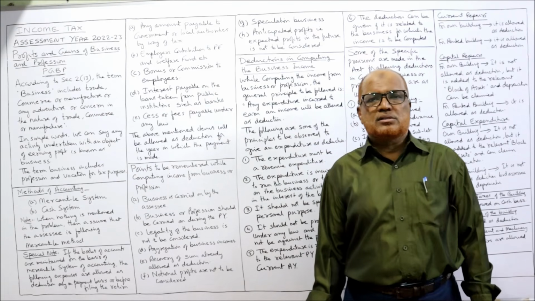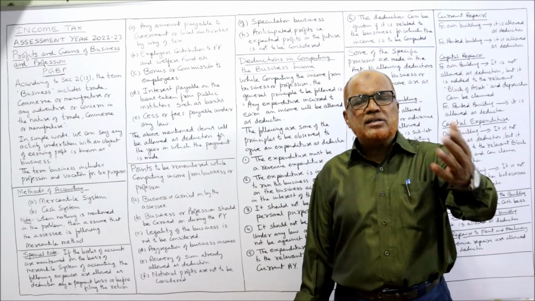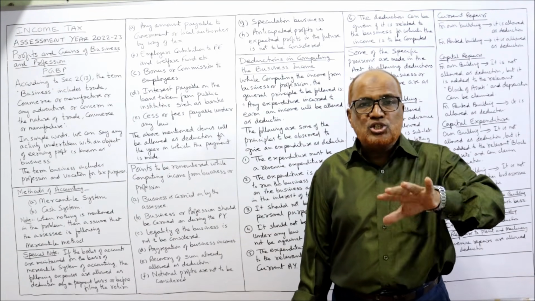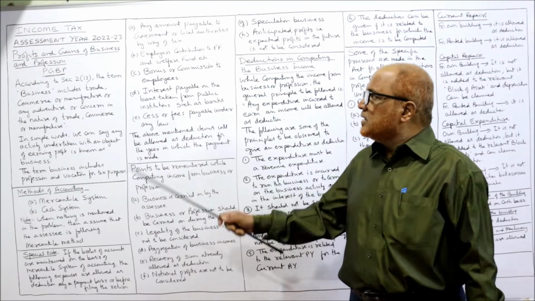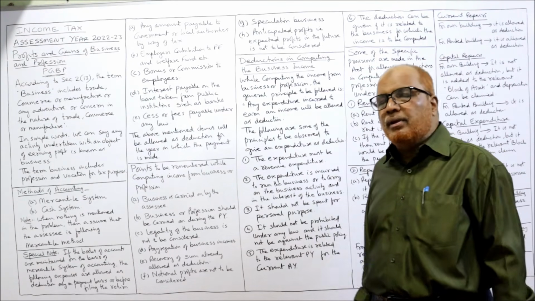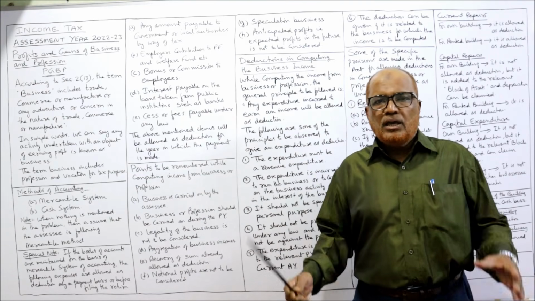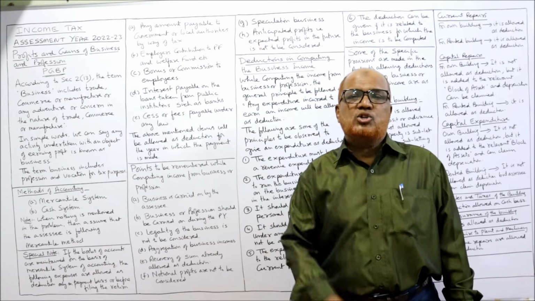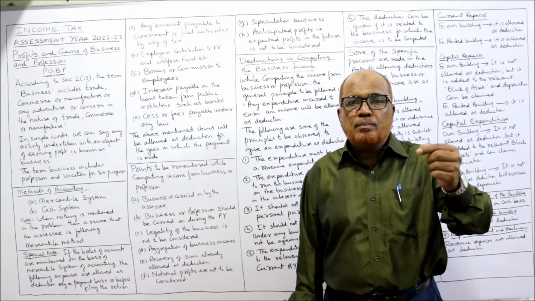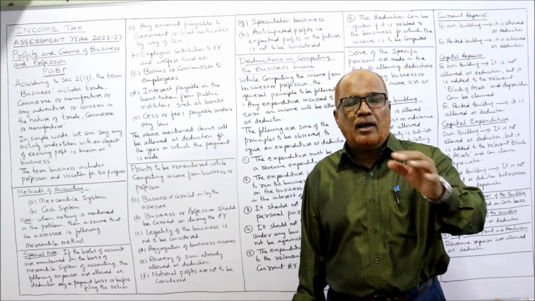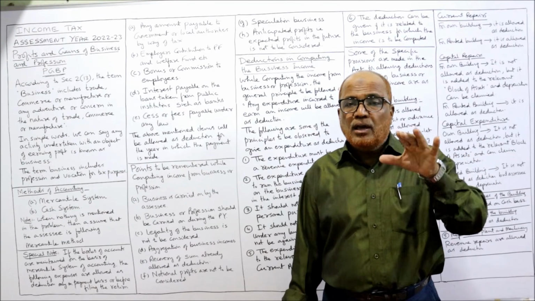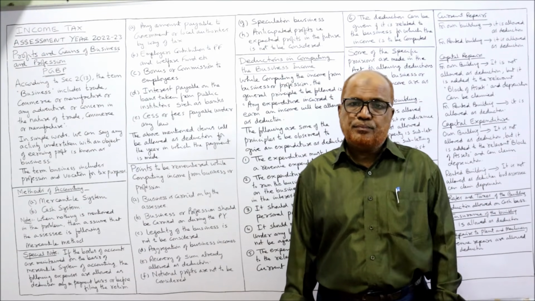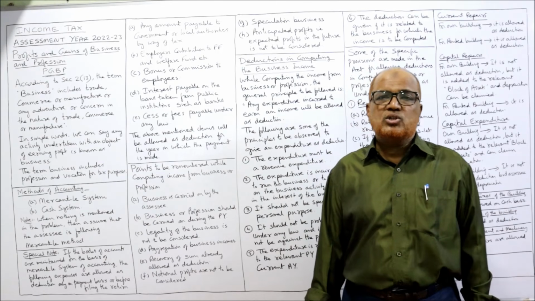Bonus or commission to employees. When the employer pays bonus or commission, if it is paid, then only it will be allowed. If it is due but not paid, not allowed. Similarly, interest payable on the loan taken from public institutions like banks. If a business has taken a loan from banks or any public financial institutions, interest paid on the loan will be allowed as deduction only on payment basis. If interest is due but not paid, not allowed as deduction if the loan is taken from public financial institution.